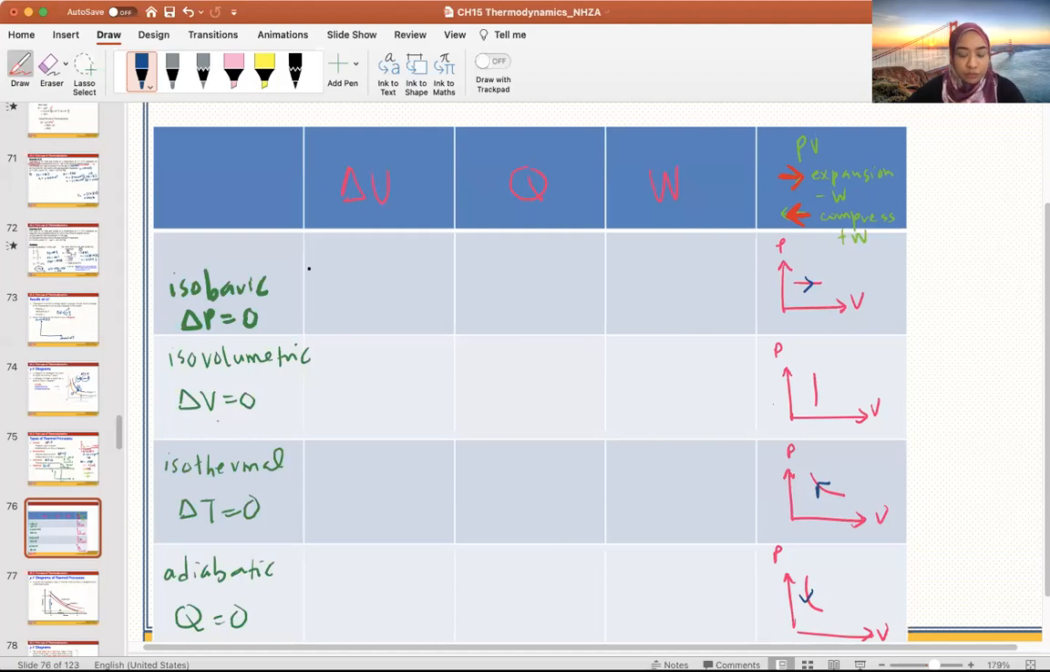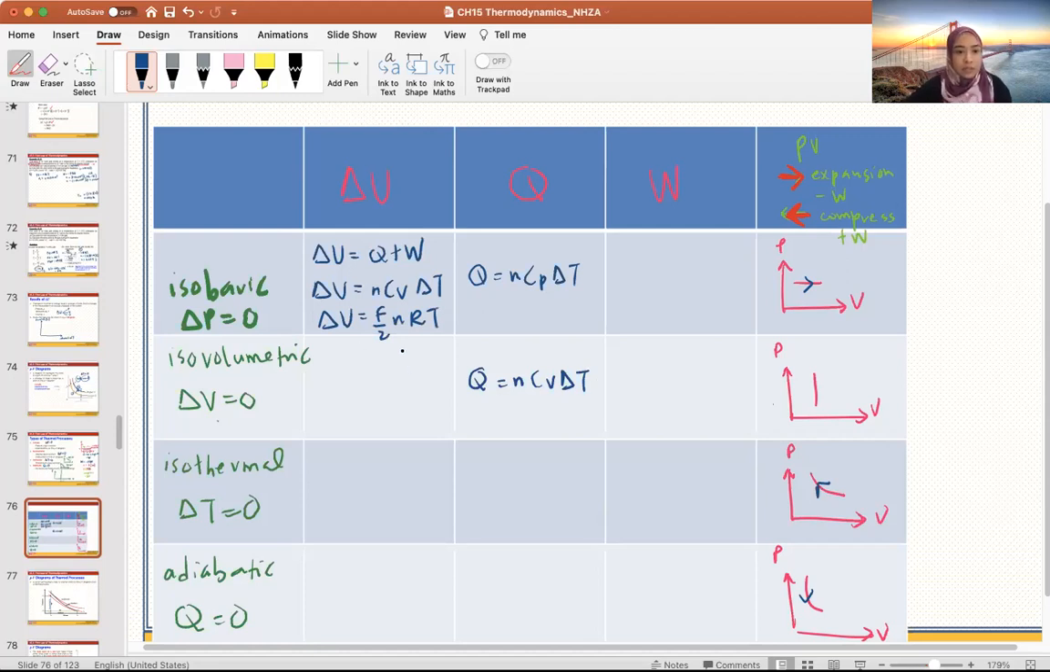Okay, so delta U for isobaric, we know that this is a constant P. So Q for that is Q equals nCp delta T. Isovolumetric, nCv delta T. We know that the equation for delta U can either be delta U equals Q plus W, delta U equals nCv delta T, or delta U equals f over 2 nRT.